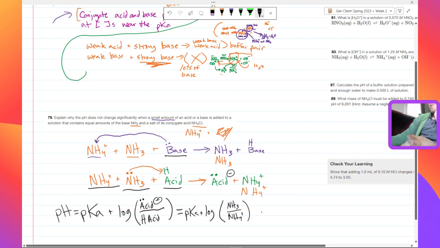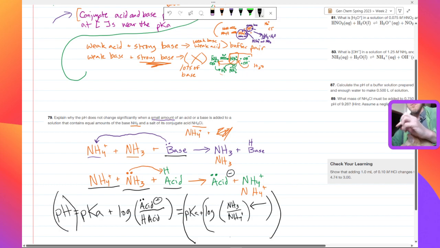And so here's the point. Whatever the numbers are, and we could work out the numbers, but let's just not even bother with that for a sec. As long as this ratio barely changes, then the log of that ratio will barely change. If the log of that ratio barely changes, then pKa plus the log of that ratio barely changes. Therefore, the pH barely changes.